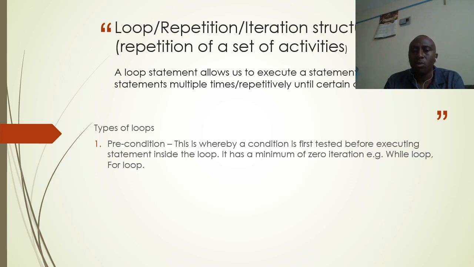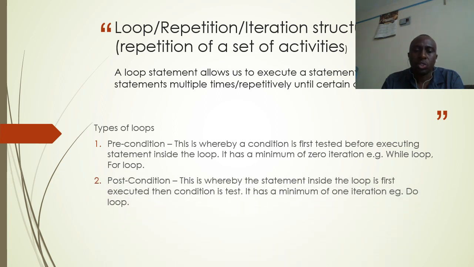It has a minimum of 0 iteration. In here you have to check the condition first, meaning there are no executions done, so it has a minimum of 0 repetition. For example, we'll use the while loop and for loop. Still, we have another, post-condition loops, whereby the statement inside the loop is first executed, then the condition is tested. So it has a minimum of 1 iteration; it will run at least once before it tests the condition. In this, we'll cover the do while loop.